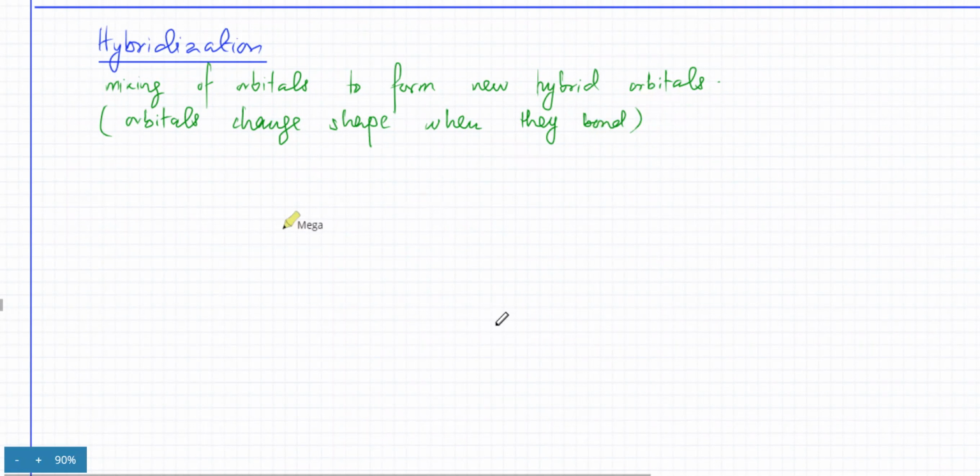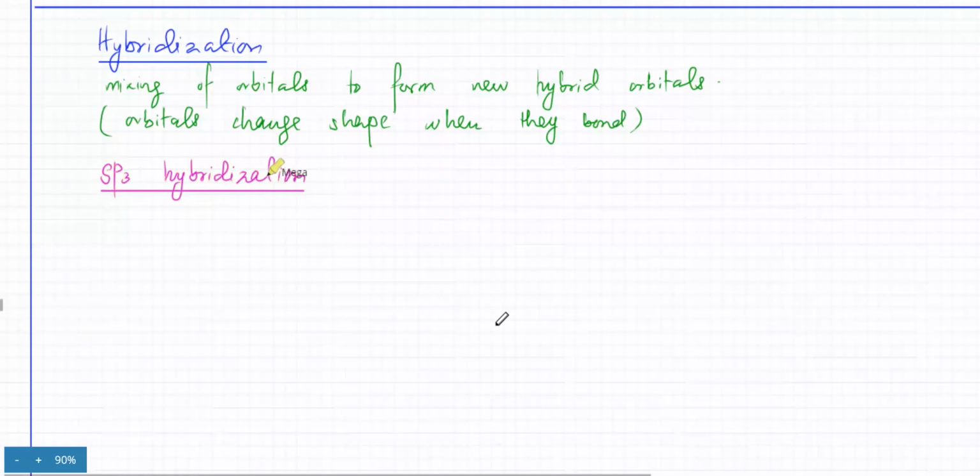Now we're going to talk about the first type of hybridization. We're going to be very specific about the hybridization we're going to study. The first one is called sp3 hybridization, and we're going to specifically focus on the carbon atom. But sp3 hybridization is a very general type of hybridization. It happens to other elements as well, but the focus here is carbon.